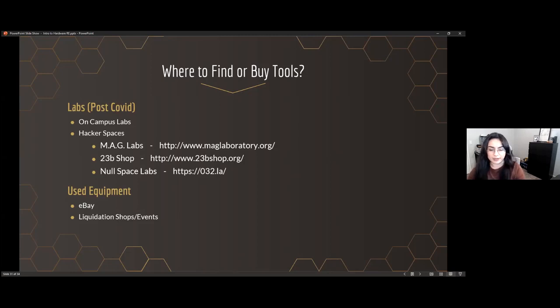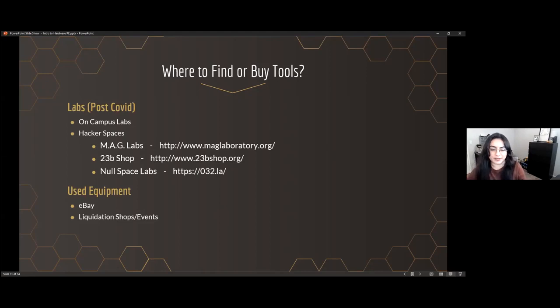Hackerspaces. I listed some hackerspaces that are nearby Cal Poly. Maybe not all of you are around there right now because of what's going on. But Mag Labs is right by Cal Poly. I've been there a couple of times. I don't know what their activities are right now. I don't expect a lot, but they do have some of the tools I mentioned here. 23b is down in Fullerton. One of their guys, Arclight, is kind of the reason why I got into hardware RE. He did a similar talk at my first HackerCon. They definitely have some stuff there, and definitely stuff for analog as well.